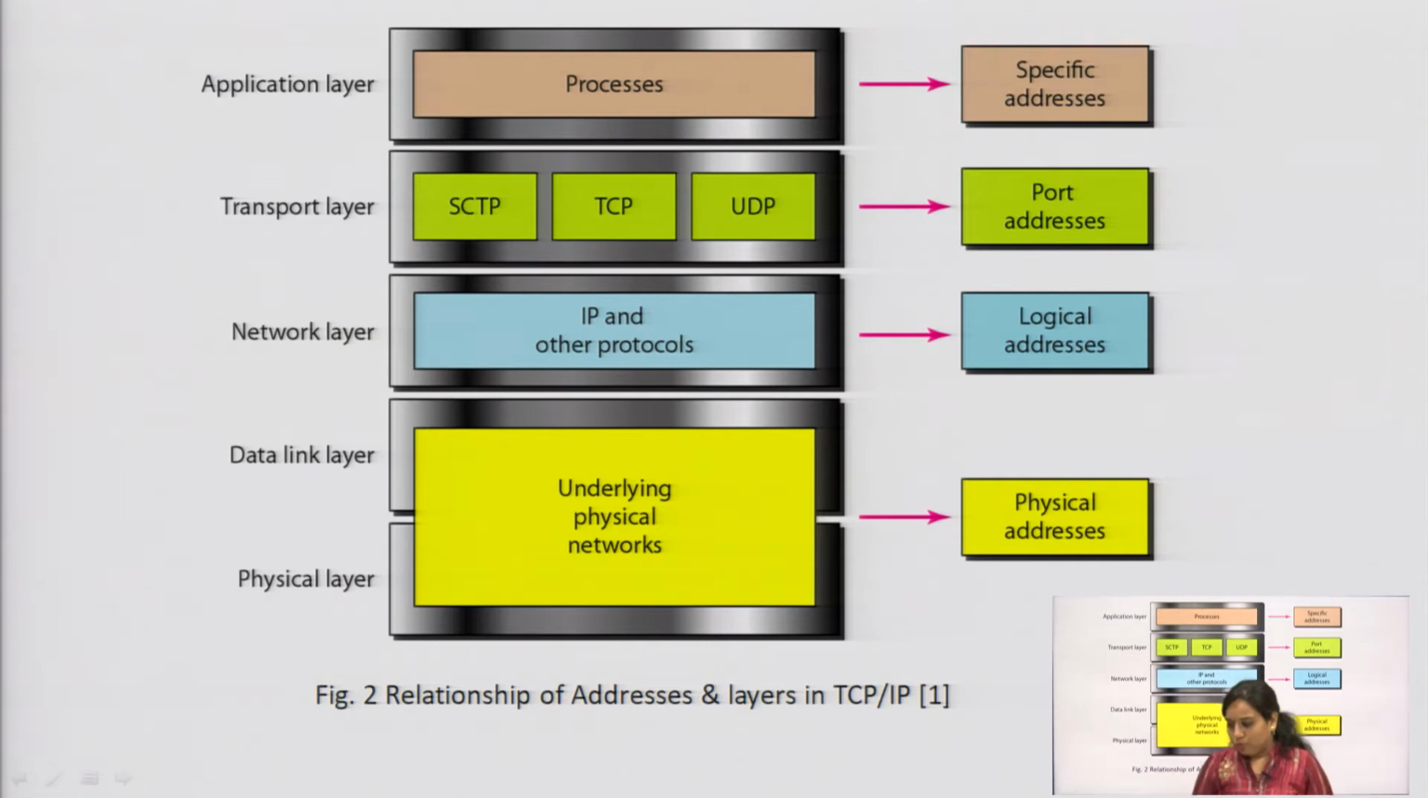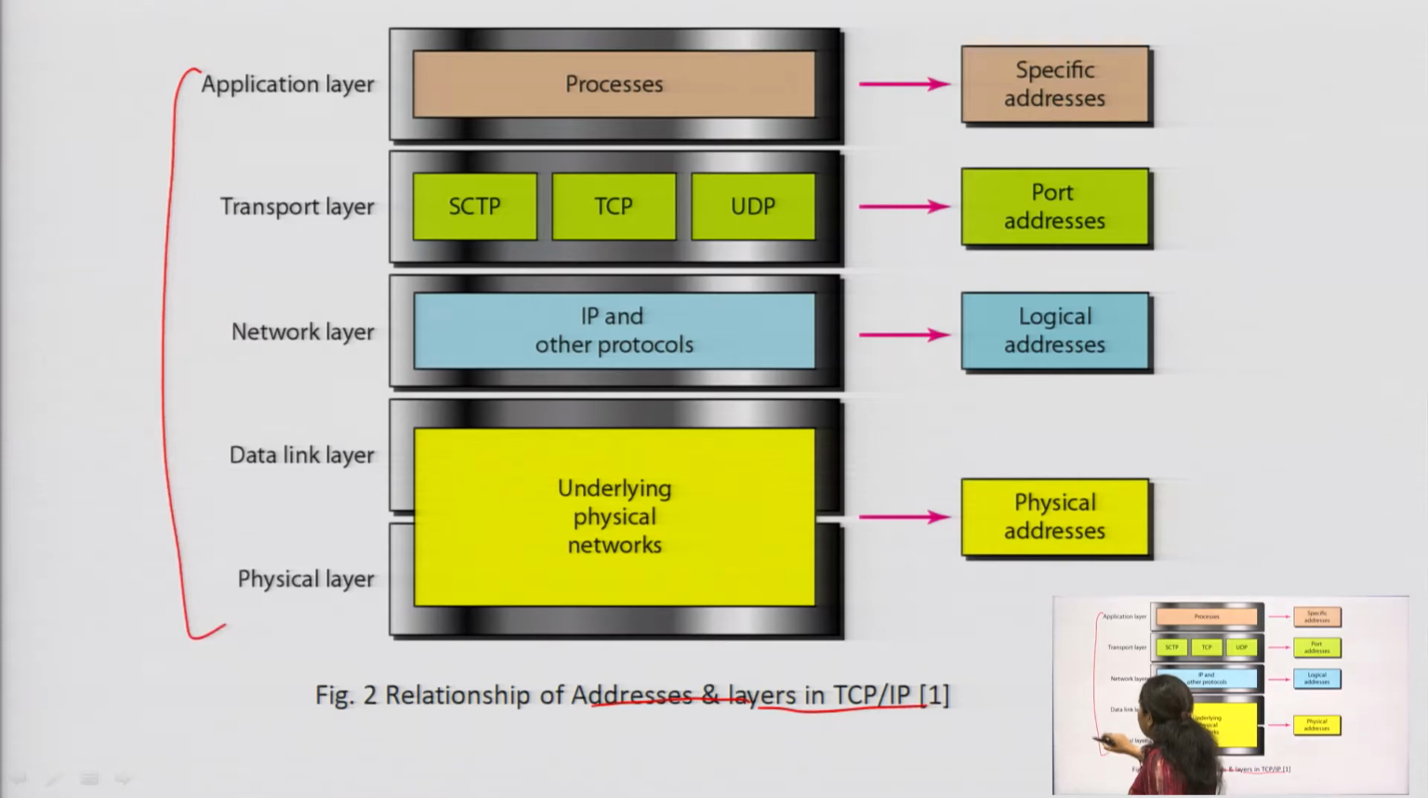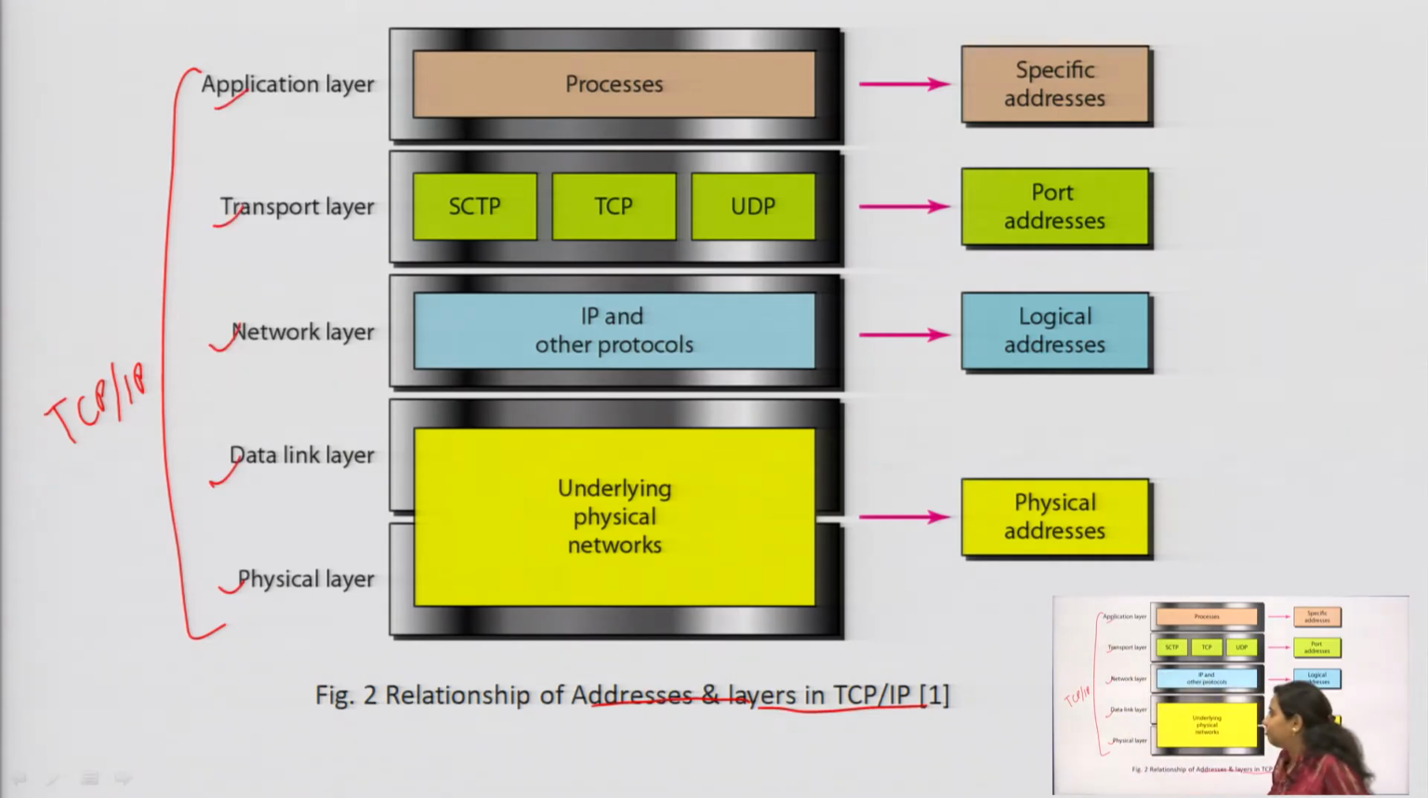And before that I am going to show you the relationship of addresses and the layers in the TCP IP. I have discussed that there are 5 different layers of TCP IP. This is the physical layer, data link layer, network, transport and application layer. So, these are the 5 different layers of the TCP IP model. Now, these are mapped to the addresses: physical address, logical address, port address and specific address.